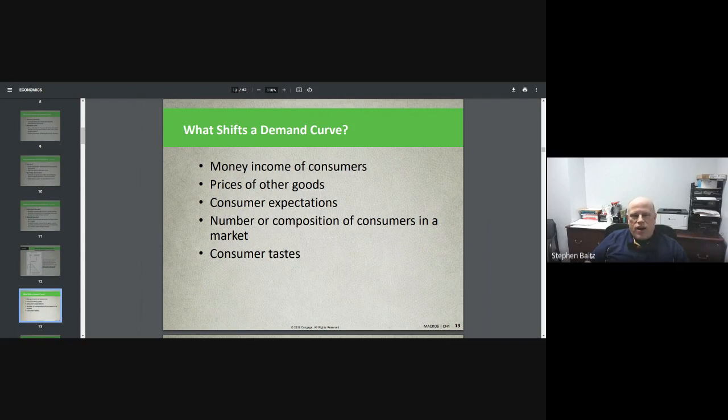All right. So those are the 5 things that can shift the demand curve. Just in summary, remember, a change in quantity demanded is shown as a movement along an existing demand curve, and it can only be caused by a change in the price of that particular good. If anything else that affects the demand for that good changes, then it's going to shift the entire demand curve. And those are the 5 things I just covered.